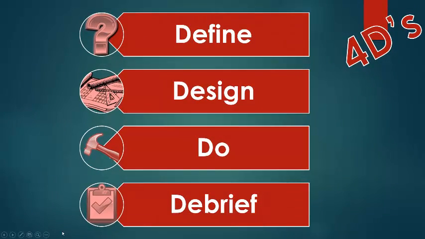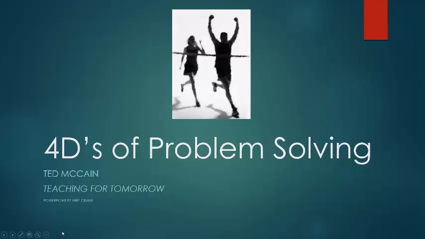And as with this design process, that debrief stage is a great point to figure out at what point we need to go back. Do we need to start all the way back and define the problem again? Do we need to redesign, or is there something in the construction process that went wrong that we need to look at? So again, this debrief point is a good place to figure out where we need to regroup if we do need to. And that's how the design process fits into these four Ds of problem solving.